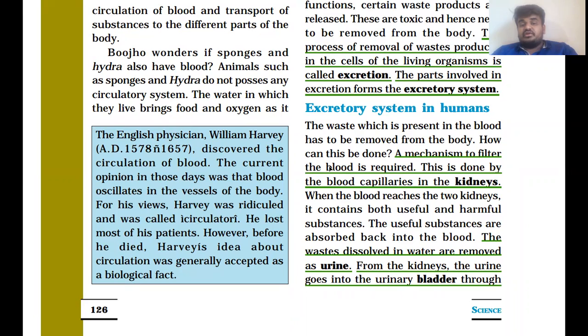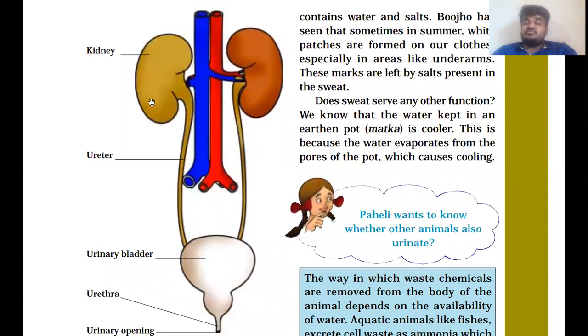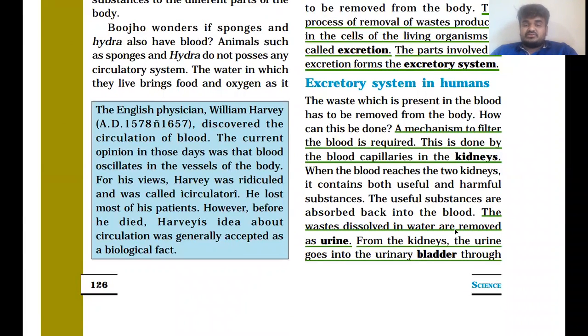A mechanism to filter the blood is required. This is done by the blood capillaries in the kidney. We have already studied about capillaries. So with the help of capillaries, the blood is filtered in the kidney. And what is the next part? The waste dissolved in the water is removed as urine.